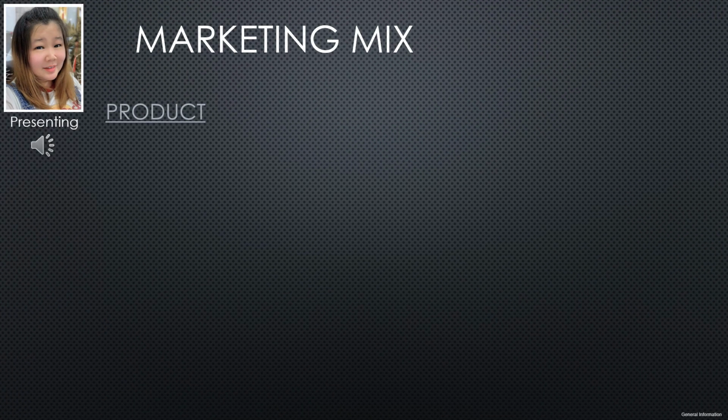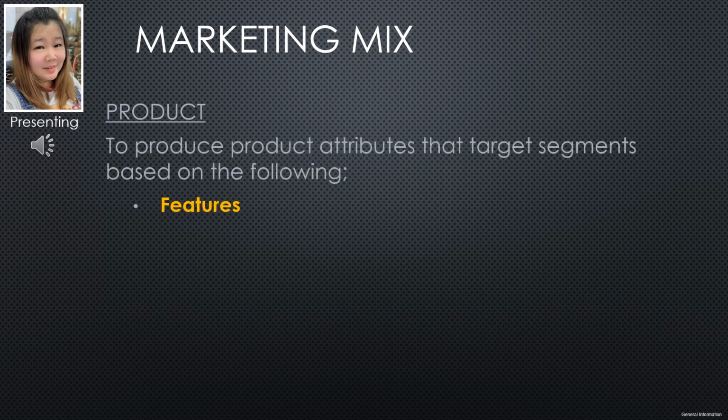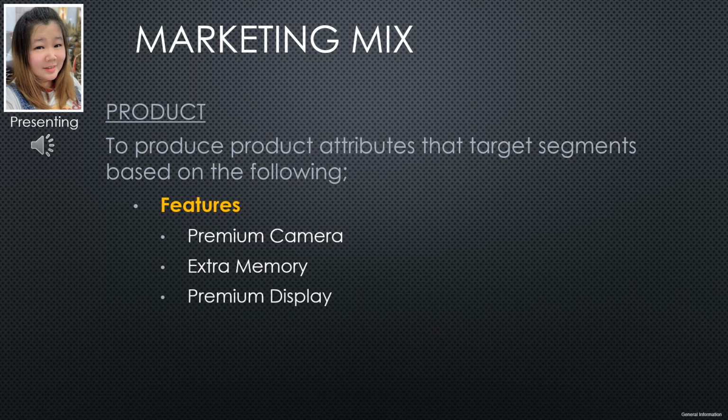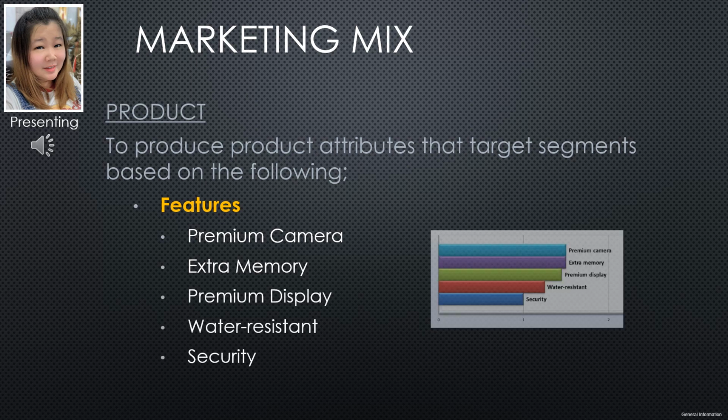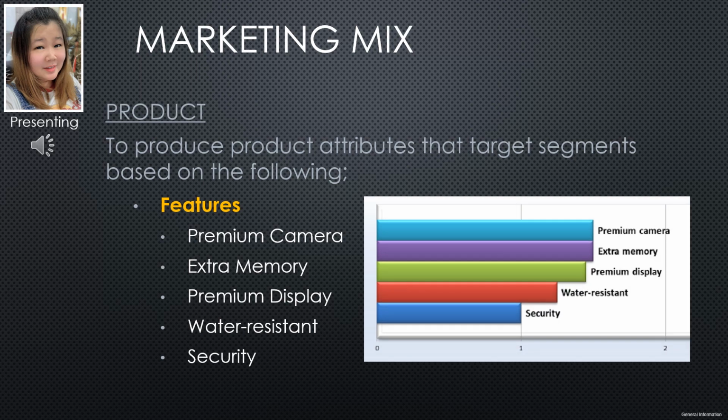First, in this simulation, we plan to produce a product that has premium camera, extra memory, premium display, water resistant, and security. As you can see from the graph, in the research for European household market, most of the consumers have rated that the premium camera and extra memory are the most important features for a smartphone.